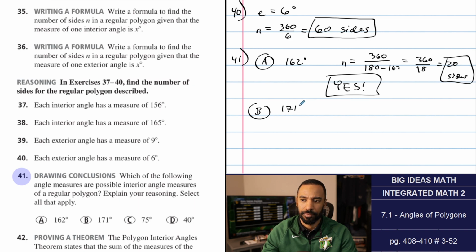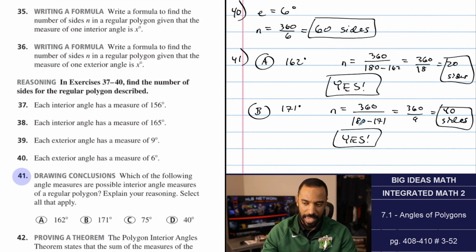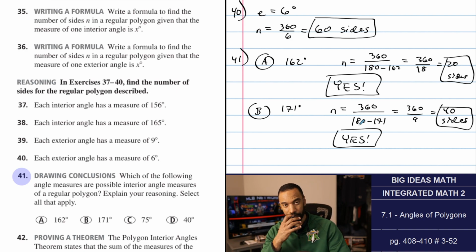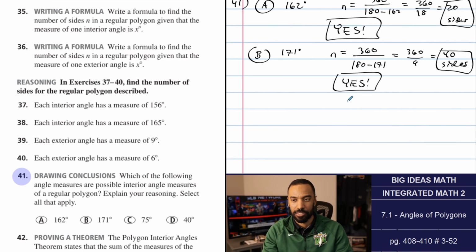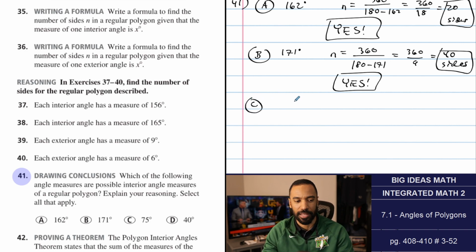171 degrees. N equals 360. Oh, I'm sorry, I have to do 180 minus 171, which is 9, so 360 over 9, which is 40 sides. Yes. Now it's saying explain why. The fact that I'm getting an integer value means that's why. You cannot have a decimal number of sides for something. That's not how that works.